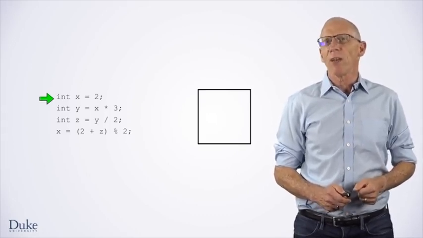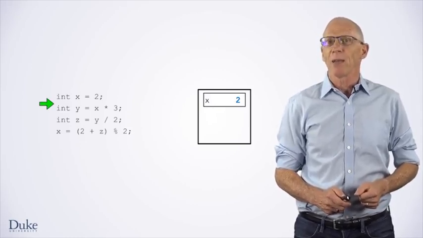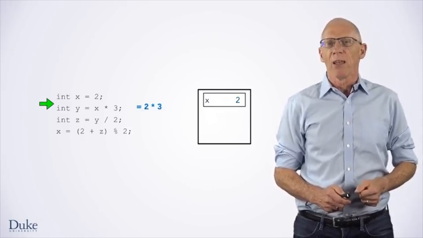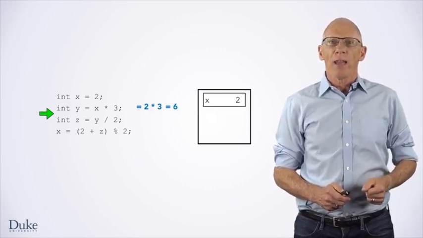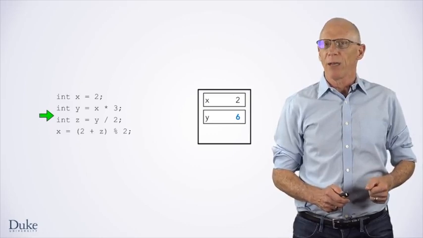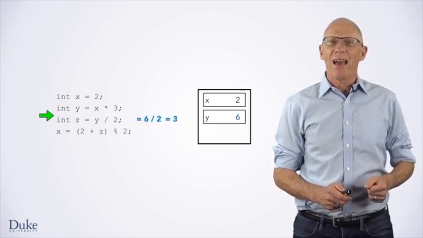First, we declare and initialize x. Next, we evaluate x times 3, which is 6, and initialize y to that value. Next, we compute y divided by 2, which is 3, and initialize z to that value.